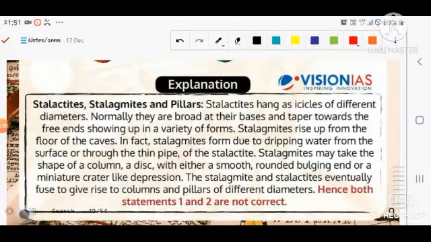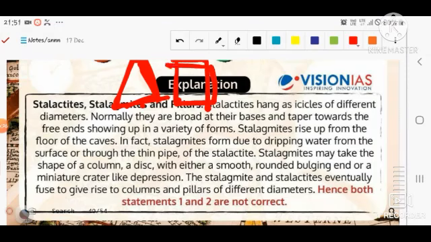Stalactites, stalagmites and pillars are three types of characteristic features found in caves. Stalactite has a different diameter. Normally they are broad at their base and taper. We can differentiate the pillar from the stalactite: a pillar is equally broad, but the stalactite is shaped like a canine. Normally they are broad at their base and taper towards the free end, showing up a variety of forms.